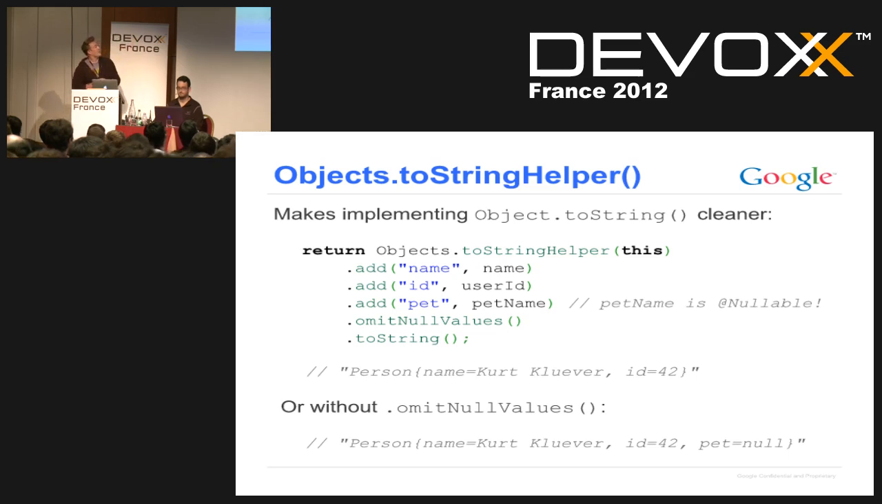In this instance, the pet name string field in this class is actually nullable. So if you use the omitNullValues option on the toString helper, then it won't print that field in the output. If you don't have that option on, then it will actually just print pet equals null. It depends on how you want to format the output for your toString.